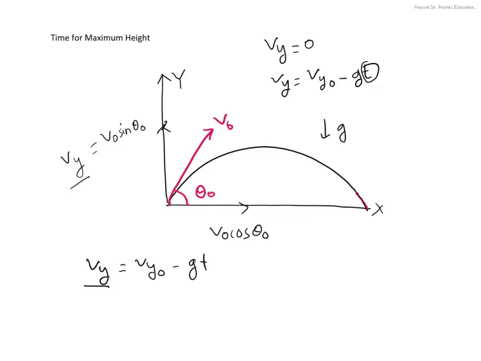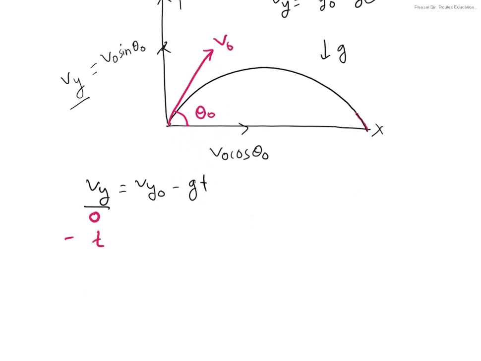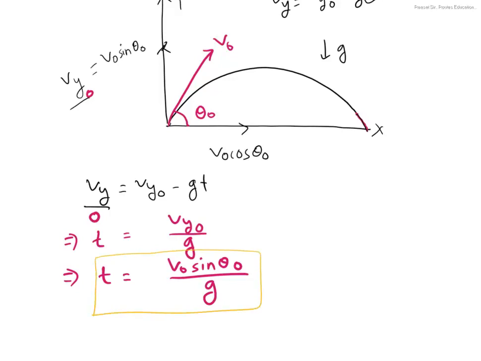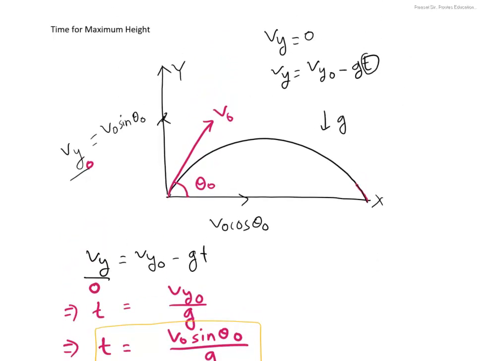So vy equals vy naught minus gt. Here vy is 0, so we get t equals vy naught by g. And what is vy naught? This is v naught sine theta naught. So the time required for achieving maximum height is v naught sine theta naught by g. This is our second formula, and we have derived it and the relation is established. Next page, we're going to find the maximum range of this projectile.